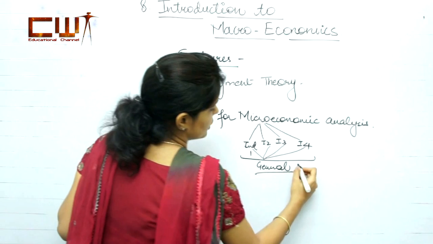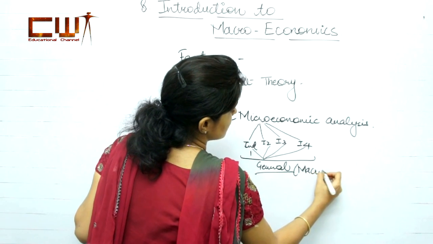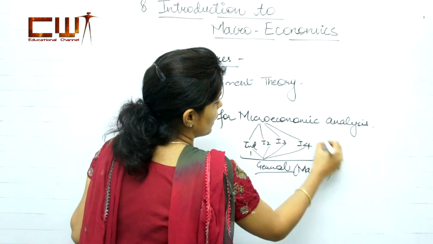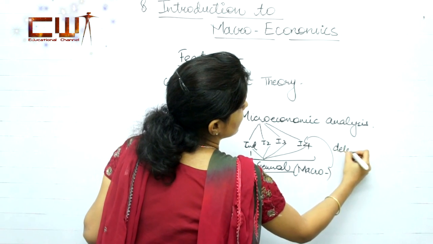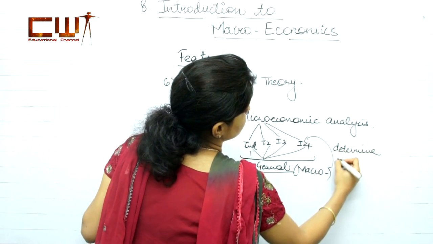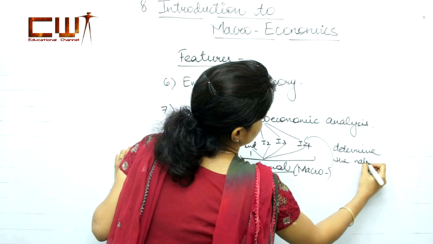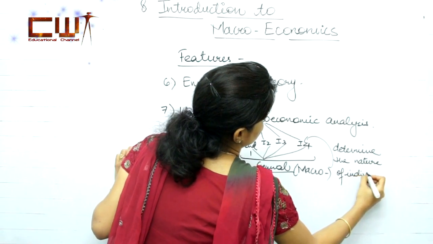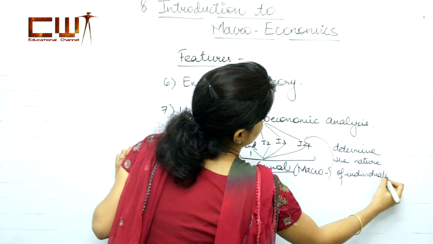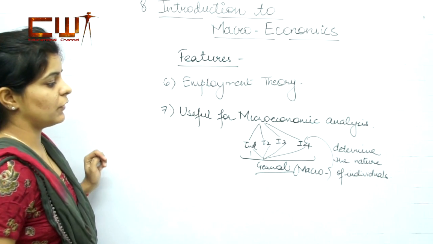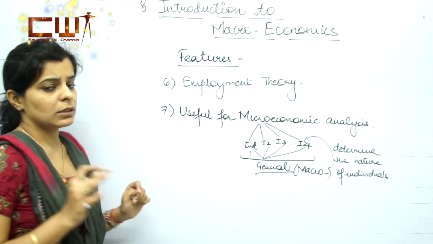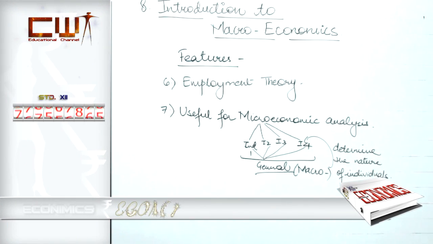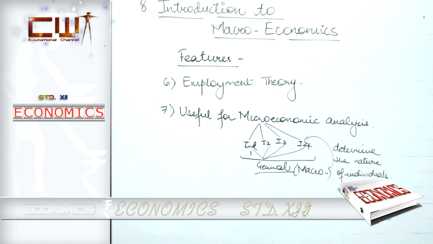So with the help of general or macroeconomics, you can determine the nature of individuals. You can determine the nature of individuals when you have studied economics on the macro level or on the higher level. This is how you can make the base for the microeconomics study also.